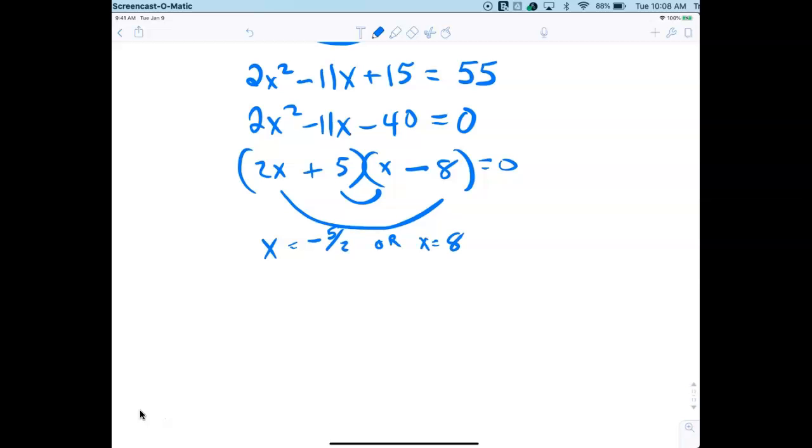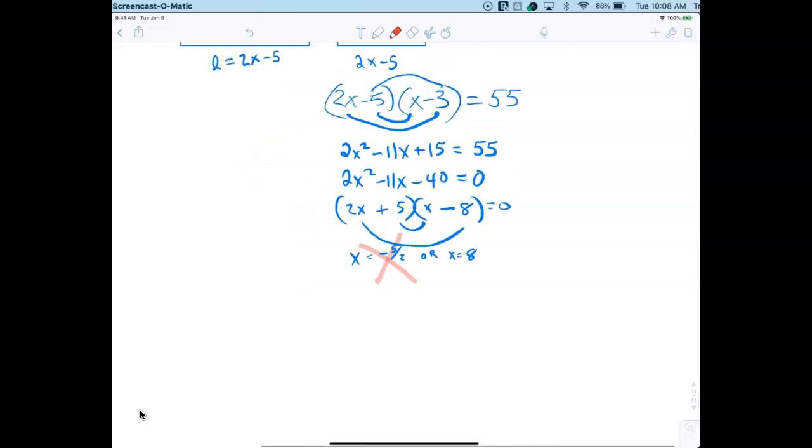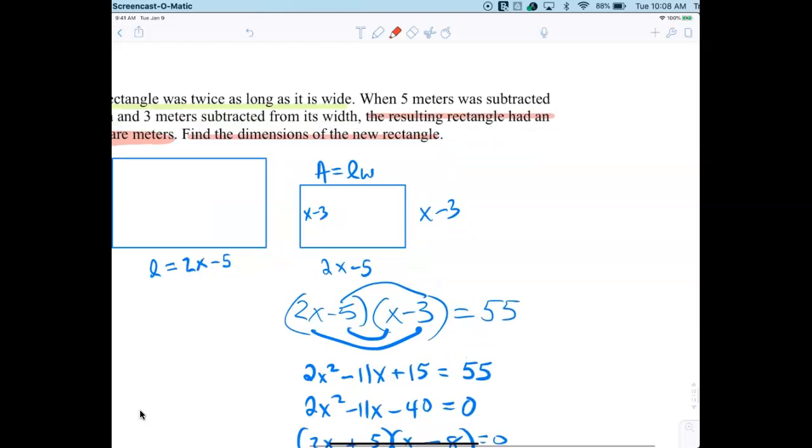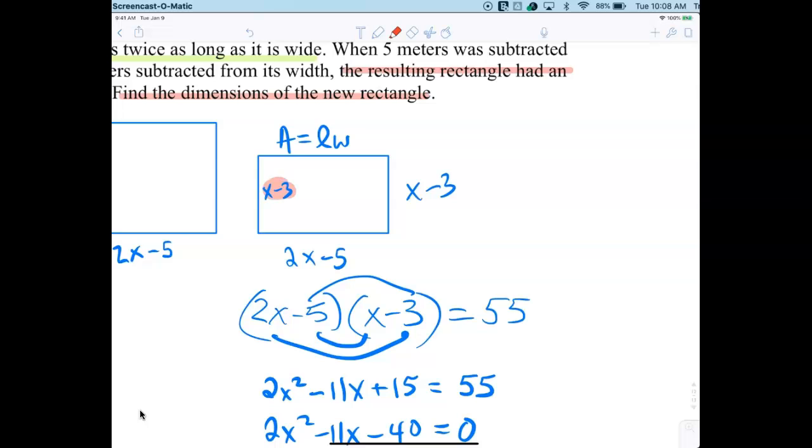In this case, can x be negative? No, because we're talking about lengths. So this guy is out. Negative 5/2 is out. Now I have x equals 8, but I don't know what the question is. So I got to go back and read the question. It says if x is 8, find the dimensions of the new rectangle. So the new rectangle has dimensions x minus 3 times 2x minus 5. So what are the dimensions?